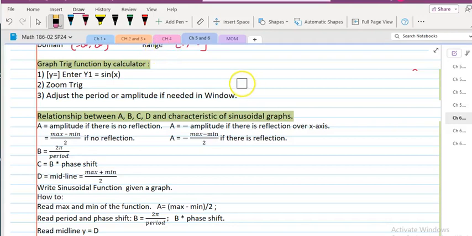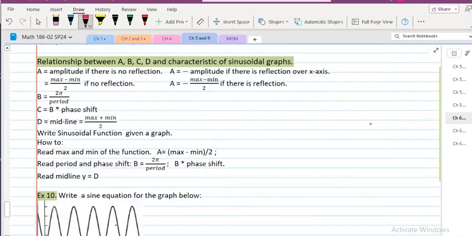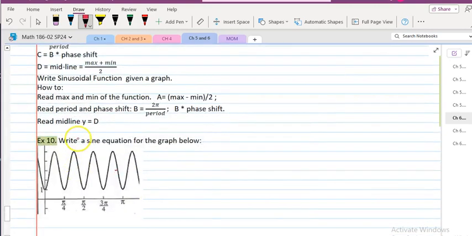Hello, pre-calculus student. This video is for chapter 6.1, the last part of graphing sine and cosine functions. So we are not interested in graphing now. We are interested in the reverse, meaning if I see a graph, I want to write a sine or cosine function that will produce the graph. And most of the time, we like to write a sine function or a sine equation.